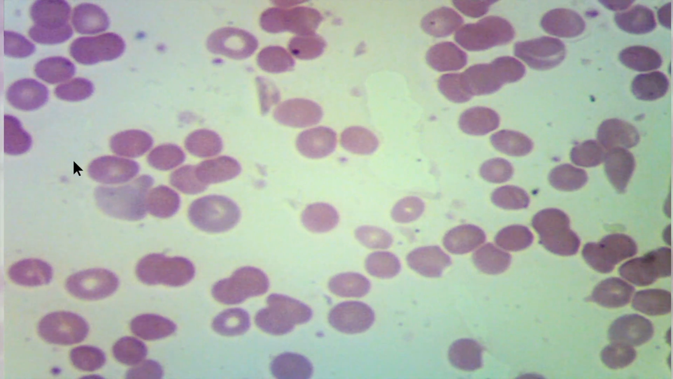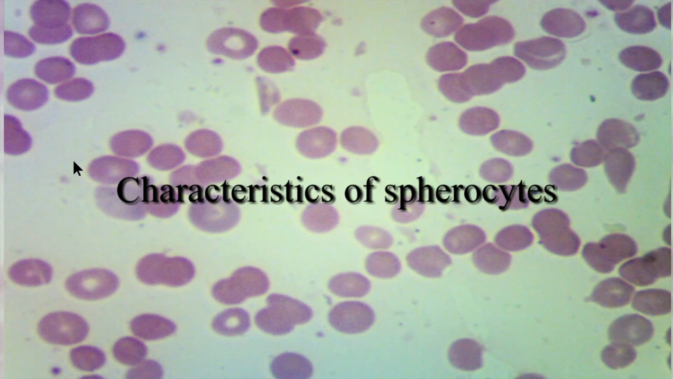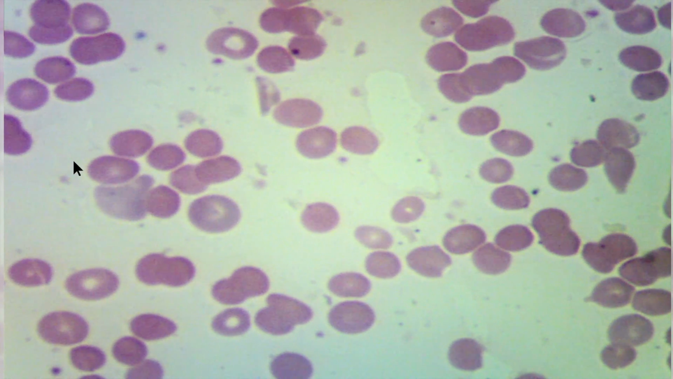And this is the characteristic of spherocytes: small, round, dense red blood cells with no central pallor. And in this case, when we are looking at this case, it is a result of autoimmune hemolytic anemia.